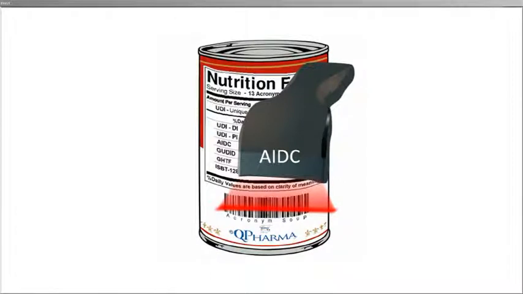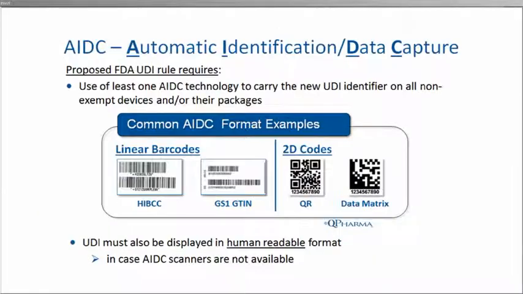After UDI, the next spoonful of alphabet soup we would like to demystify is AIDC, or Automatic Identification Data Capture. AIDC is the carrier or label that displays or transmits the UDI data to scanning or radio technology. Common AIDC formats in use today are linear or 1D barcodes, like this HIBCC and GS1 codes on the left, and 2D codes like QR and data matrix on the right. Don't worry, I'll demystify those acronyms in just a bit.